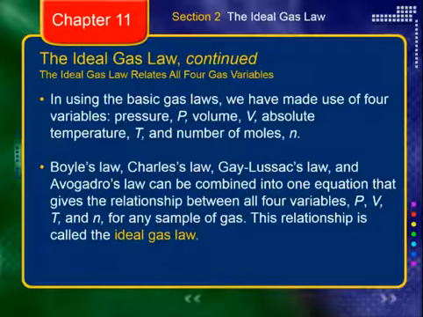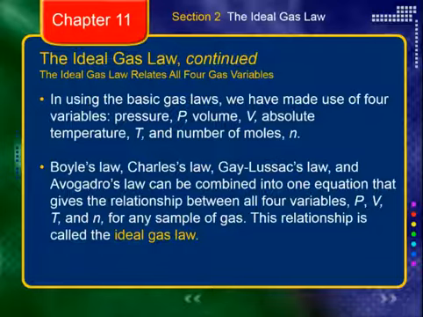So when using the basic gas laws, we have made use of four measurable quantities, four variables. We've used pressure, represented by P. We've used volume, represented by V. The absolute temperature, which means temperature in kelvins, represented by capital T. And then recently, in the last section, the number of moles, represented by a lowercase n.